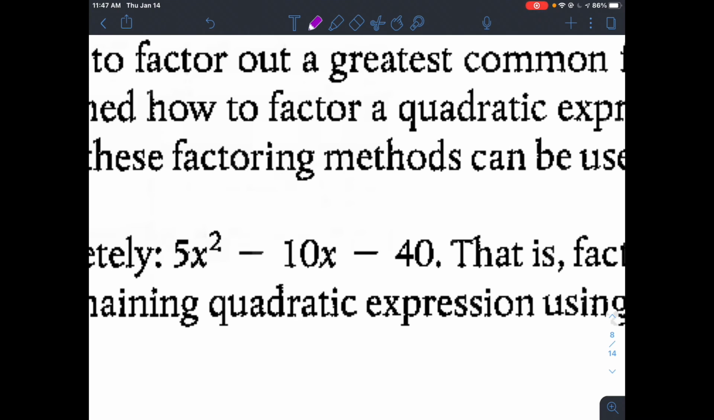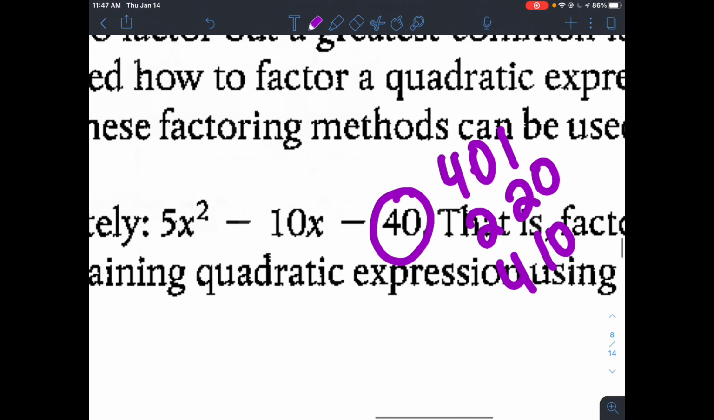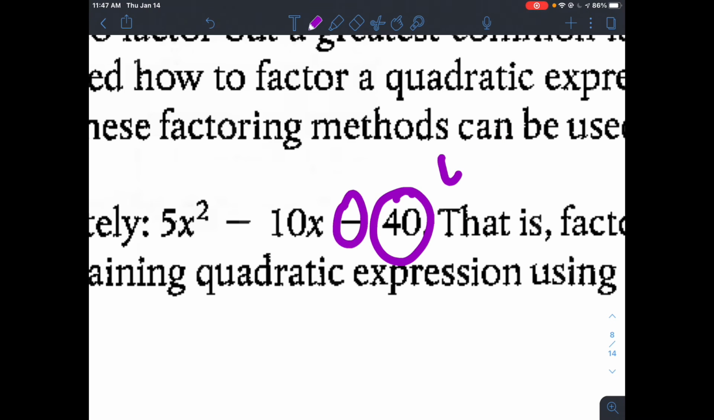Because if you tried to solve this just like it is, 40 would be 40 times 1, 2 times 20, 4 times 10, so on and so forth. There's a lot of different combinations. You have a negative here, so that means that there's a lot of different possibilities of what could go where. A lot of room for mistakes and errors if you're using guess and check.